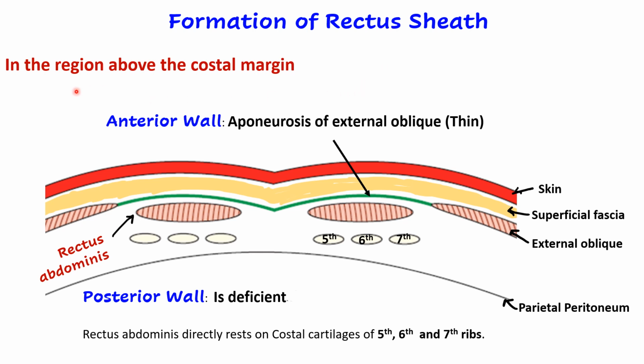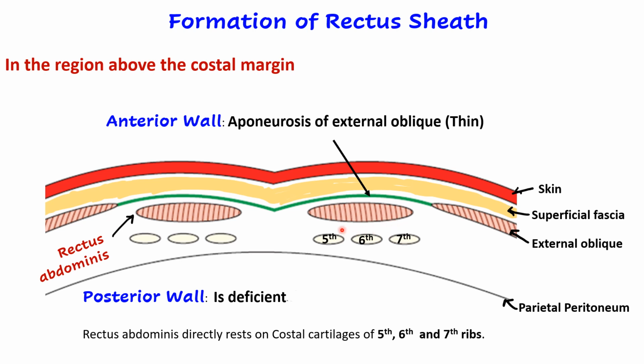In this picture, we are showing you the formation of rectus sheath in the region above the costal margin. So here we will find that there is only anterior wall of the rectus sheath is present, the posterior wall is deficient. Let us look at this picture and understand how. So here we can see this is the rectus abdominis. These are the rectus abdominis muscle here, and they are resting directly on the 5th, 6th and 7th costal cartilages from where they take origin.